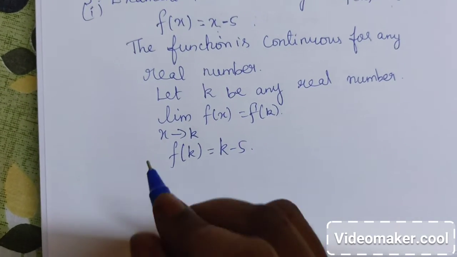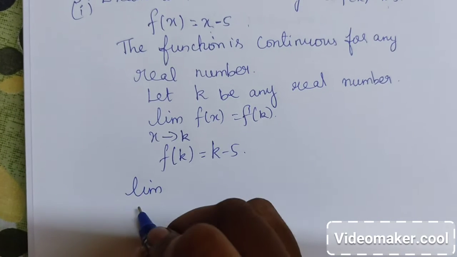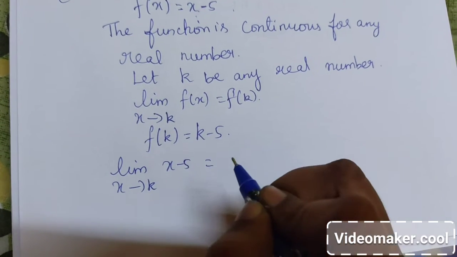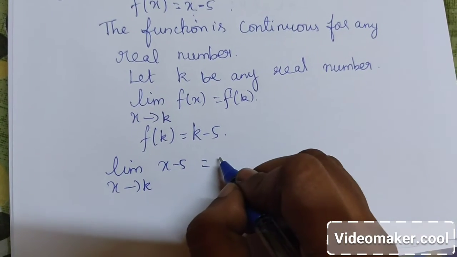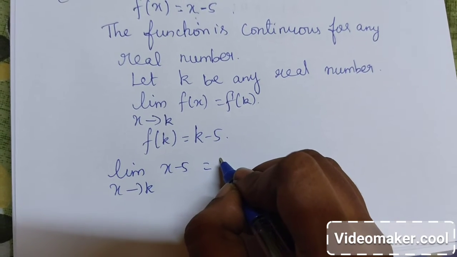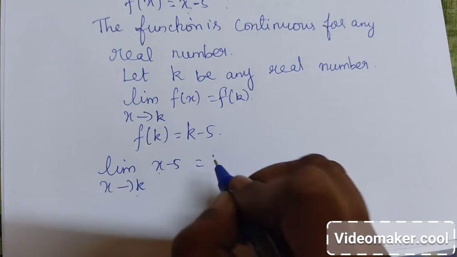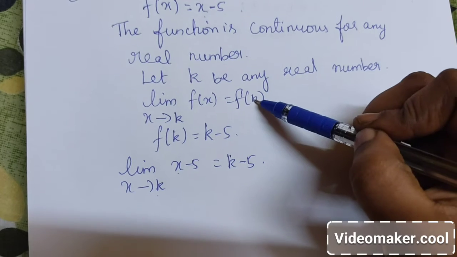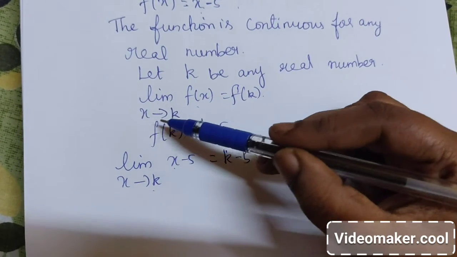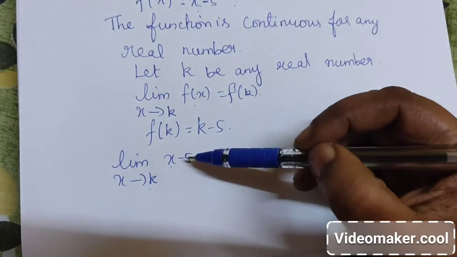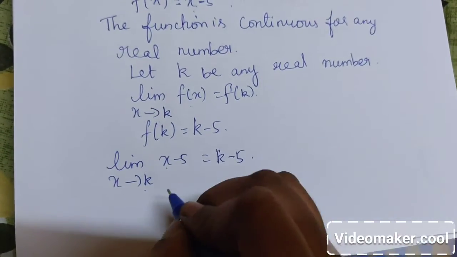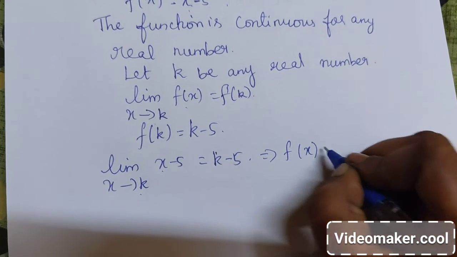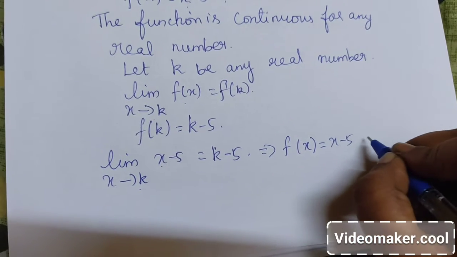Now we will calculate its limit. Limit x tends to k of x minus 5. When we substitute x as k, we get k minus 5. So the functional value is equal to the limit of the function as x tends to k. It is the same, so we can say the function is continuous, which implies f of x is continuous.